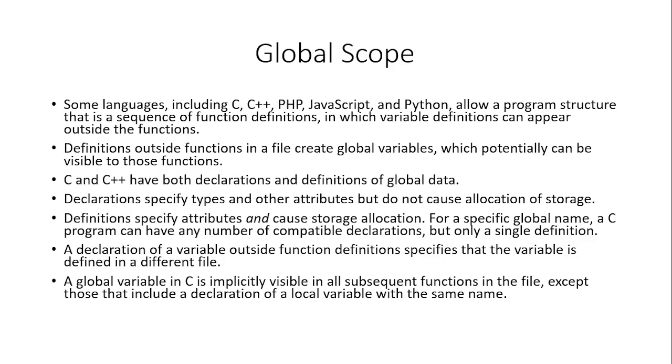C and C++ have both declarations and definitions of global data. Declarations specify types and other attributes but do not cause allocation of storage. Remember that. Definitions specify attributes and cause storage allocation. For a specific global name, a C program can have any number of compatible declarations but only a single definition.